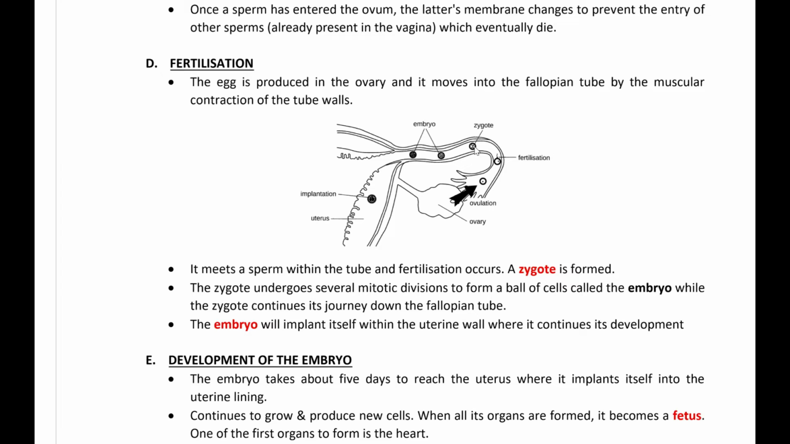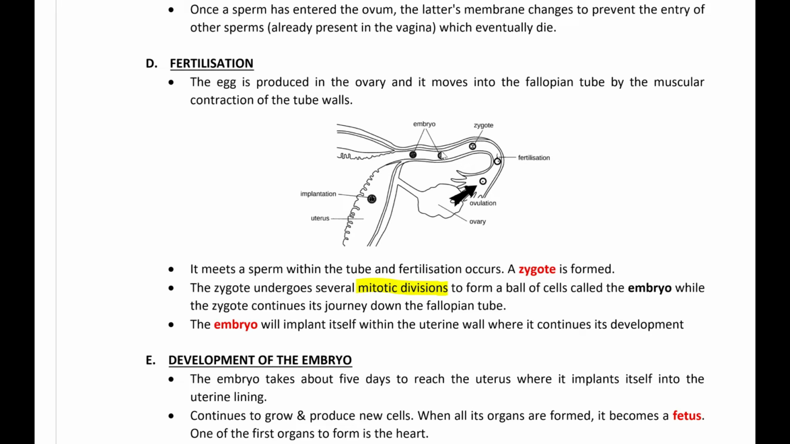The zygote then undergoes several mitotic divisions, not meiosis. Meiosis only takes place during fertilization, whereby you have the fusion of two haploid gametes. Once the fusion takes place, subsequently to form the zygote, there is a lot of mitotic division, so an increase in the number of cells. These are also what you call the stem cells, the embryonic stem cells. So I have embryo formation, which has multiple cells.